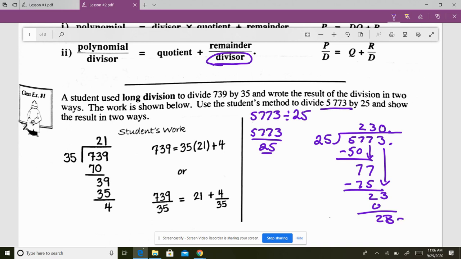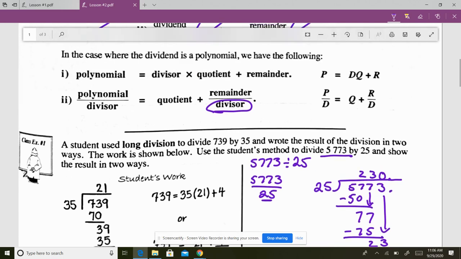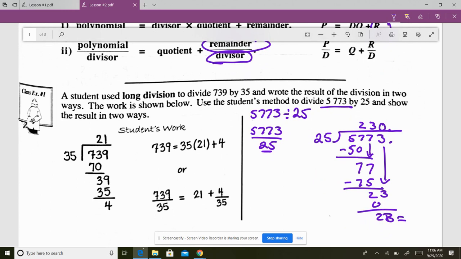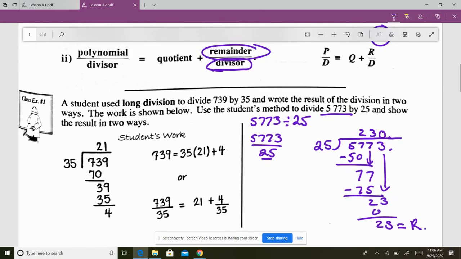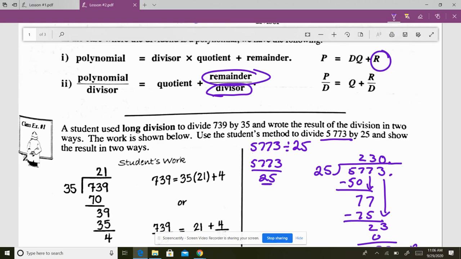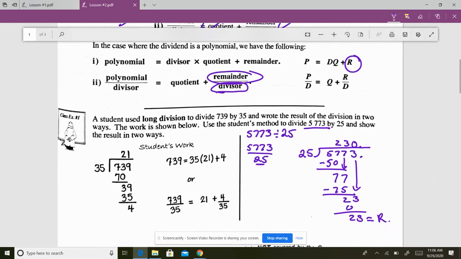What do you call this number down here? The remainder, hence the R up here. Look at it, it's all coming back, isn't it? So that 23 is your remainder. Okay, so now let's look at this stuff here, and then we'll look at how to write it up here.